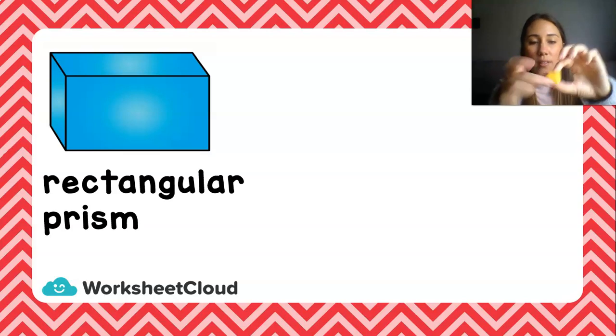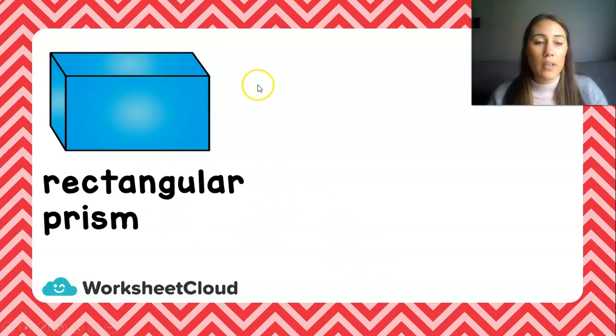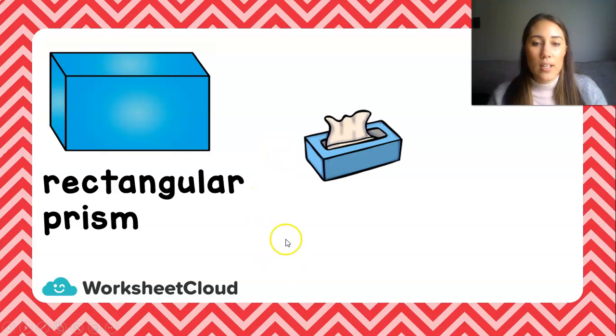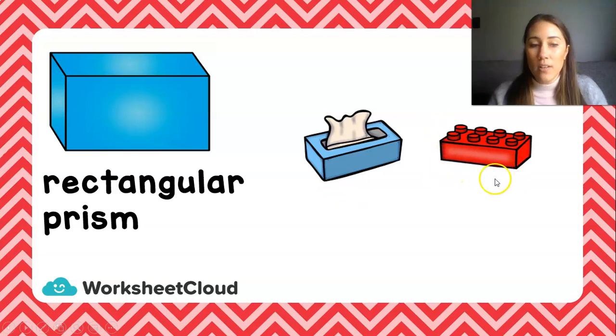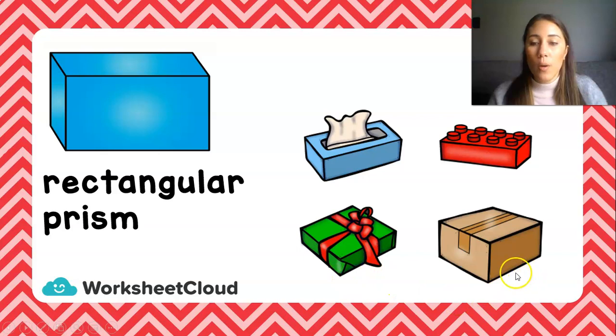Now my rectangular prism has squares on either side. But it doesn't have to have squares. It could be rectangles all the way around. So let's have a look at what would be a rectangular prism in the real world. A tissue box would be a rectangular prism, or a block of Lego. Now, I'm sure a lot of you have these at home. Or a gift could be a rectangular prism, or a box. You can see this box looks different to the box we saw earlier that was a cube, because here is a rectangle on the side, or a rectangle on this side, and a rectangle at the top.